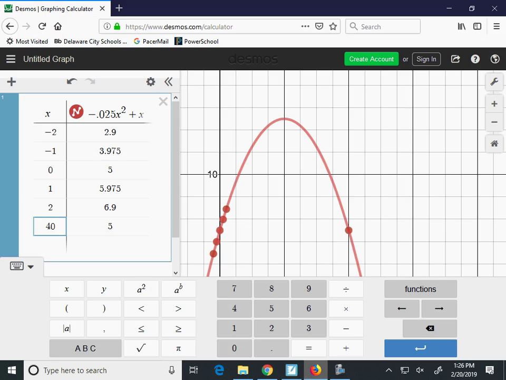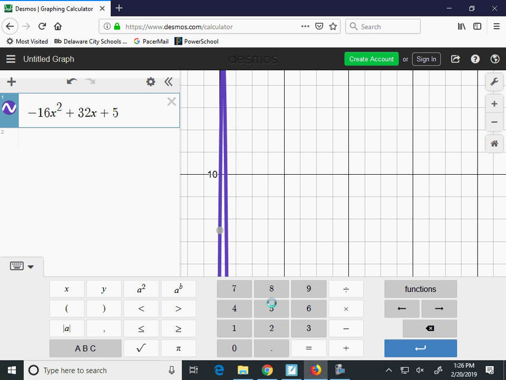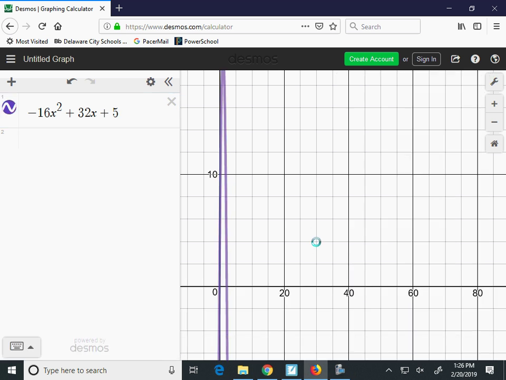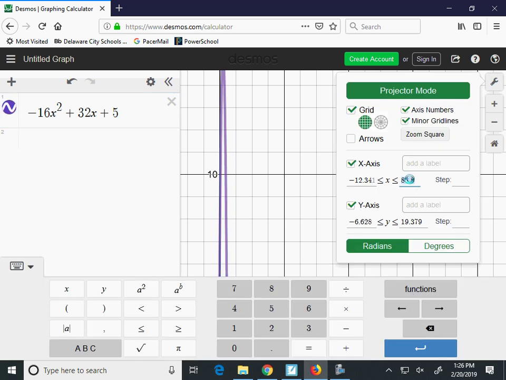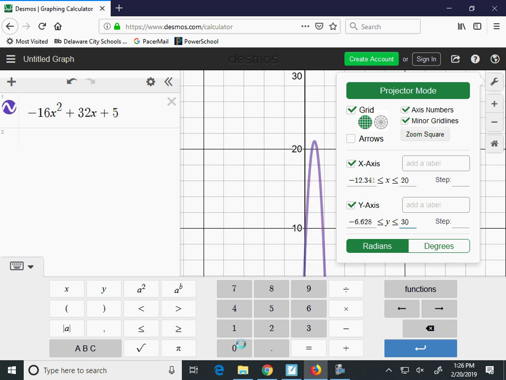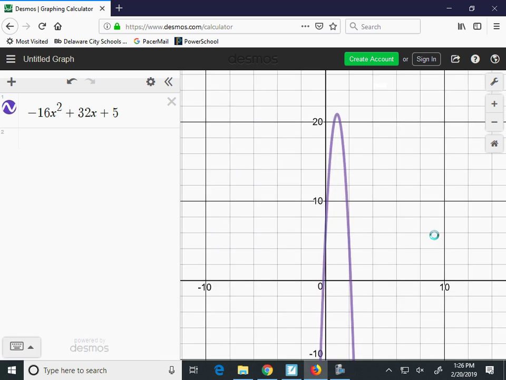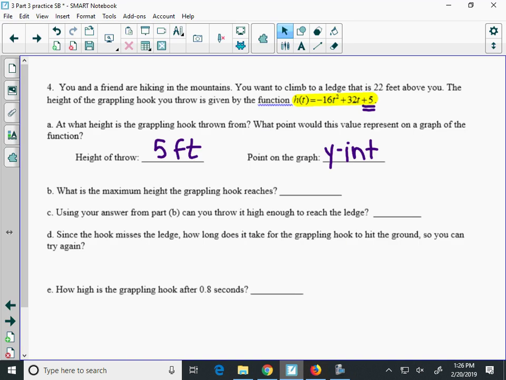If we go to our graph, if you need to see it visually, you can type the function in. Remember, you need to use x's here. And I'm going to adjust my window in a little bit. Let's make this a max of 20 for the x's. And the y max, let's make it 30. And I'm going to actually bring that down to 15. There we go. That looks a little better. Well, where it's thrown from is the starting place, which here says (0, 5), which is the y-intercept again. So reiterating what we just said.